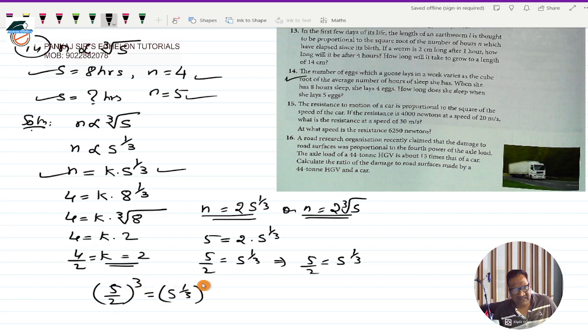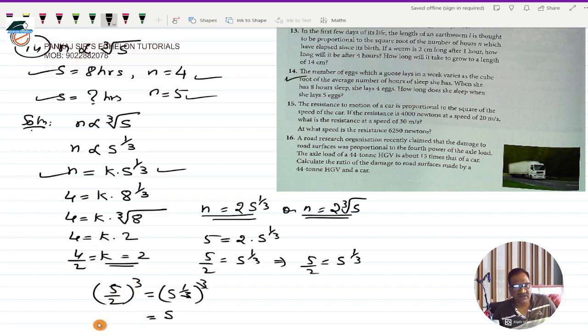Okay, so on both sides, left hand side and right hand side, I am raising it to 3, or rather cubing it. Now what will happen, this 3 will cancel, and here I'll be left with s. So I'm getting s as the subject, and here I'll get 5 cube upon 2 cube.